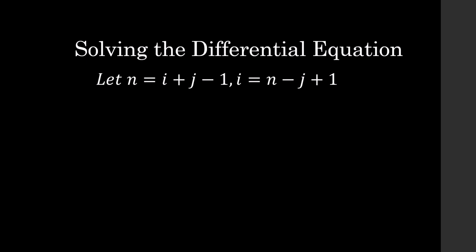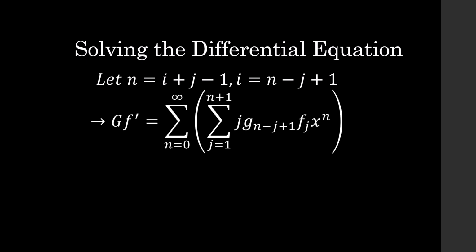So now we let n equal i plus j minus 1, which is that power in the exponential of x, and which will also require i to be equal to n minus j plus 1, which allows us to rewrite this again as g times f prime is equal to the sum as n equals 0 to infinity of, overall this, as j ranges from 1 to n plus 1, where the n plus 1 is a new limit on j so that i is not less than 0, of j times g of n minus j plus 1 f of j times x to the n.